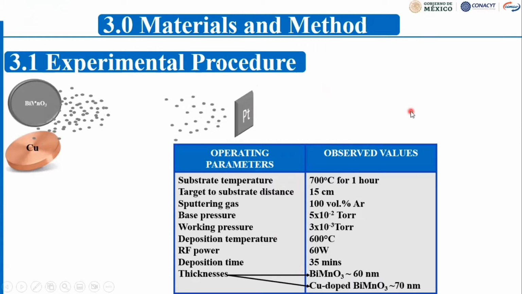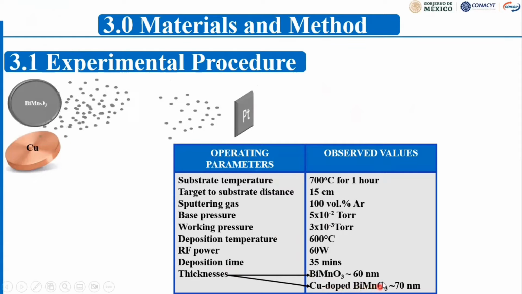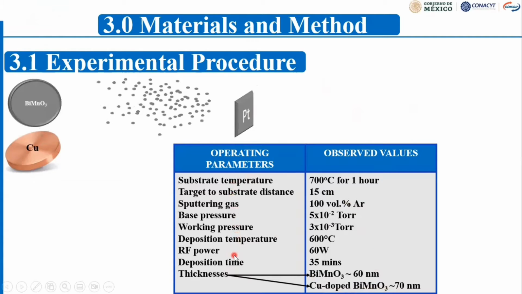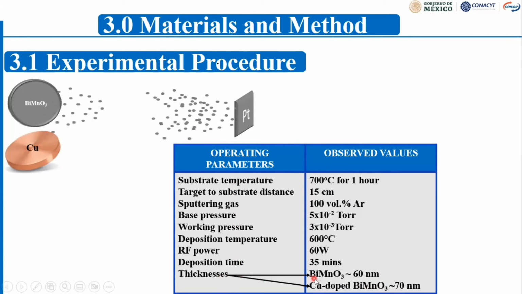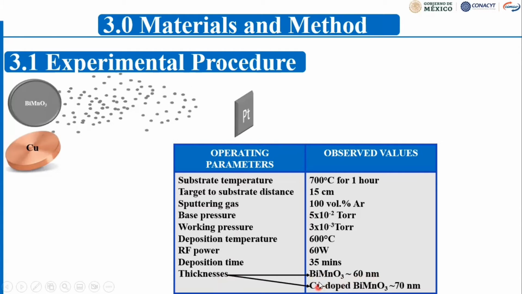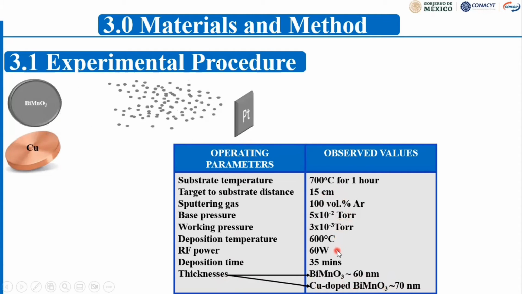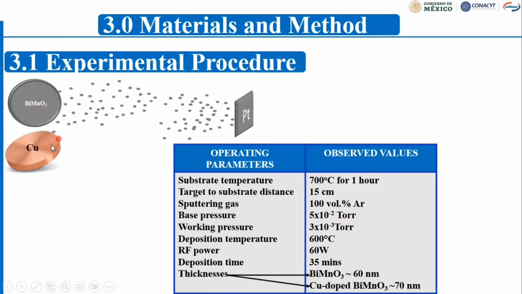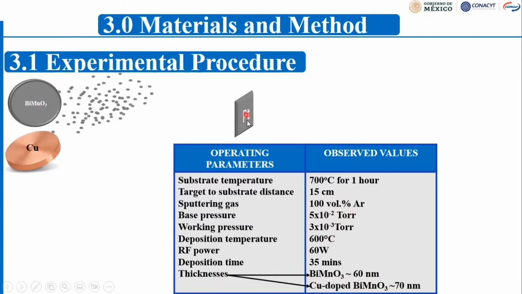Here are the experimental details of the copper-doped bismuth manganese oxide thin films. These were the parameters used for both thin films, but the thickness of bismuth manganese oxide was 60 nanometers, and for copper-doped bismuth manganese oxide was 70, but all parameters remain the same. We have the target here of bismuth manganese oxide and also the copper target being deposited on platinum substrate.